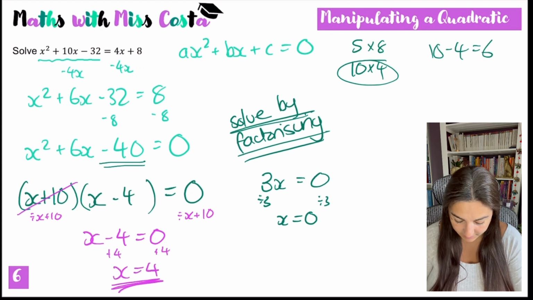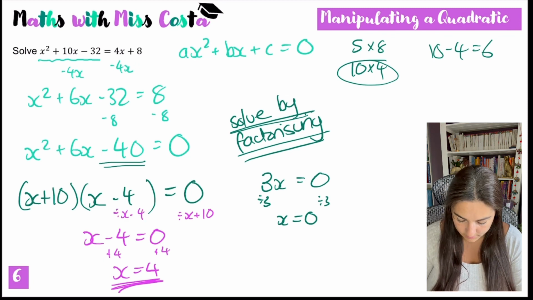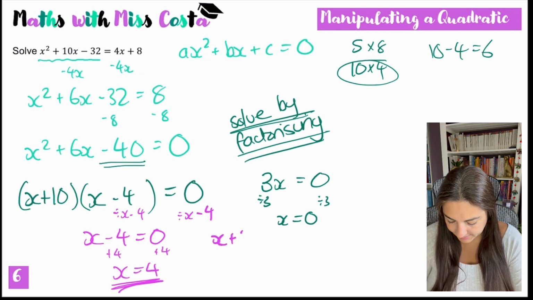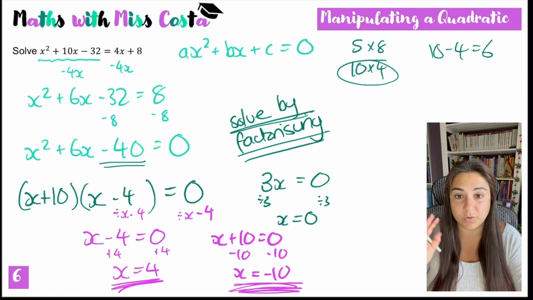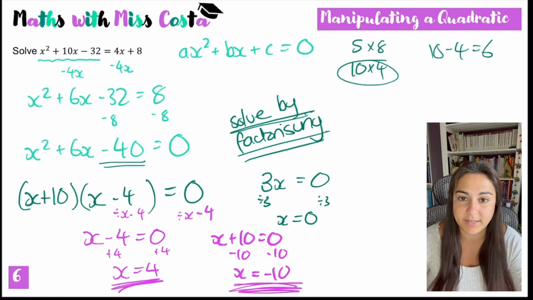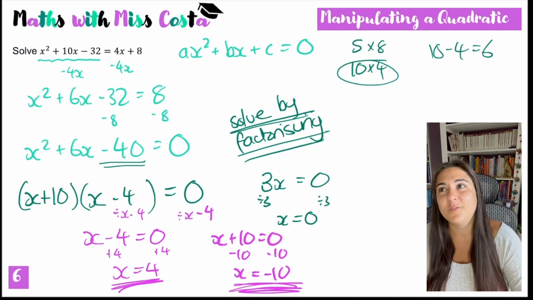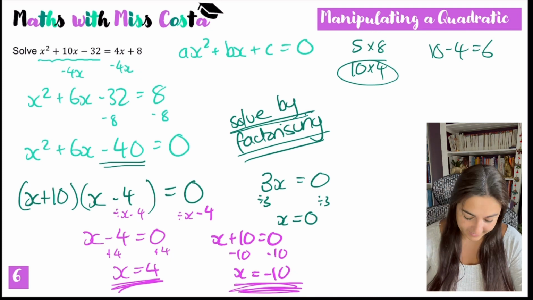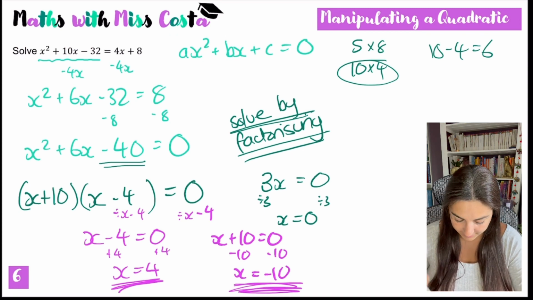Do the same with the other bracket. We divide both sides by x take 4, and you're left with x plus 10 equals 0. If we take 10 from both sides, x is -10. So that is your other answer. A quadratic is always going to have 2 values. Well, not always, but most always. Very commonly, it's going to have 2 answers. So always look for that.